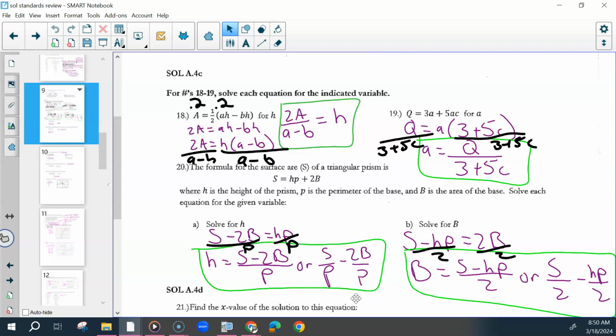(19) is similar. We're solving for a, so we want to get a out of both of these terms, bring it out front, put what's left, divide both sides by 3 plus 5c, so that a equals q over 3 plus 5c.